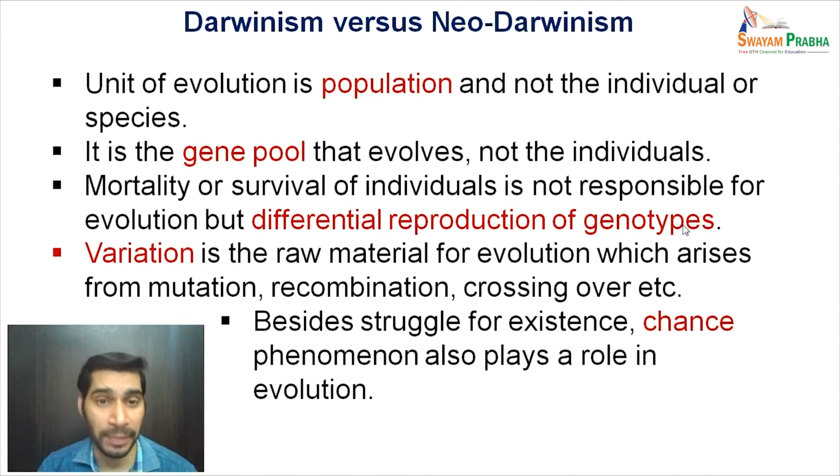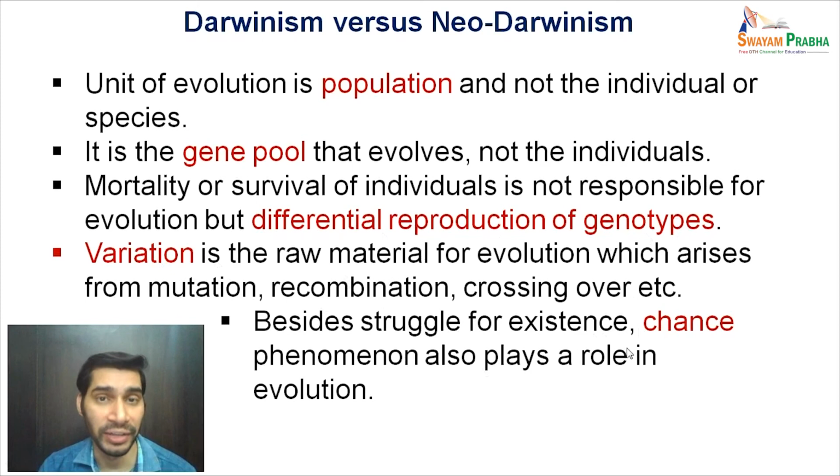Variation is the raw material for evolution. And this variation can arise because of mutation, because of recombination, crossing over, etc. Besides the struggle for existence, chance phenomena, the genetic drift phenomena, also play a role in evolution. That is the Neo-Darwinian view.